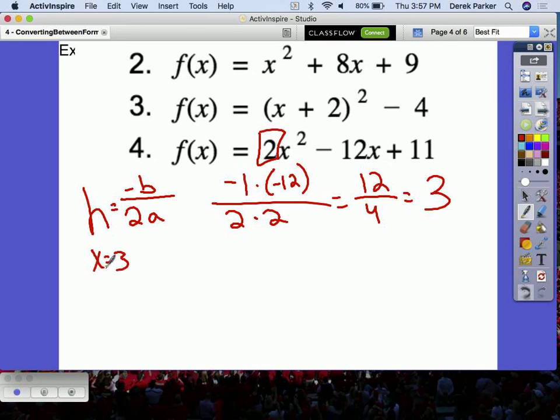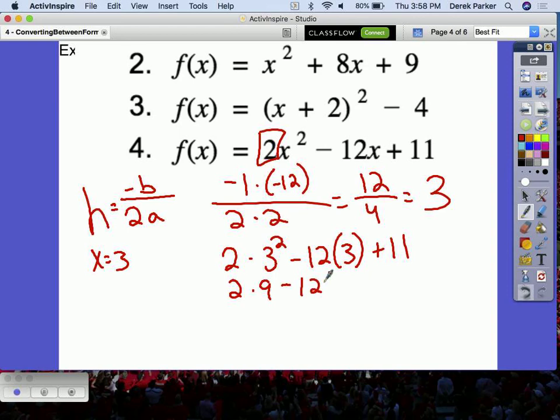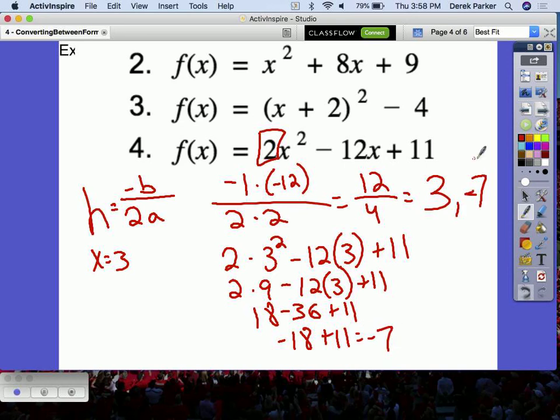I'm now going to plug that in. 2 times 3 to the second power minus 12 times 3 plus 11. Exponents come first. Combine like terms, multiplication. 18 minus 36 plus 11. Combine now from left to right. I get negative 18 plus 11, and I get negative 7. So my vertex is 3, negative 7. Again, pop it in the calculator and see if that's right.